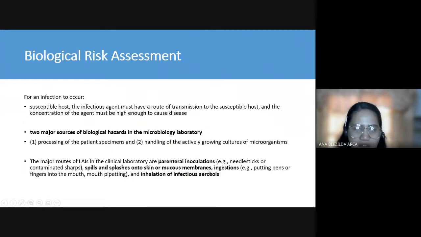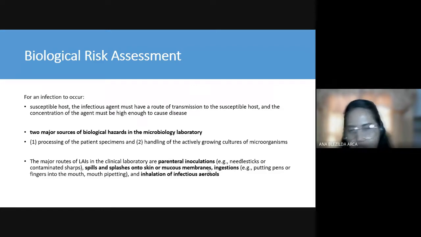Now, meron tayong process called biorisk assessment. When you say biorisk assessment, you're going to assess what are your chances of getting infected in the laboratory. So for an infection to occur, you must need a susceptible host, an infectious agent, and the route of transmission.